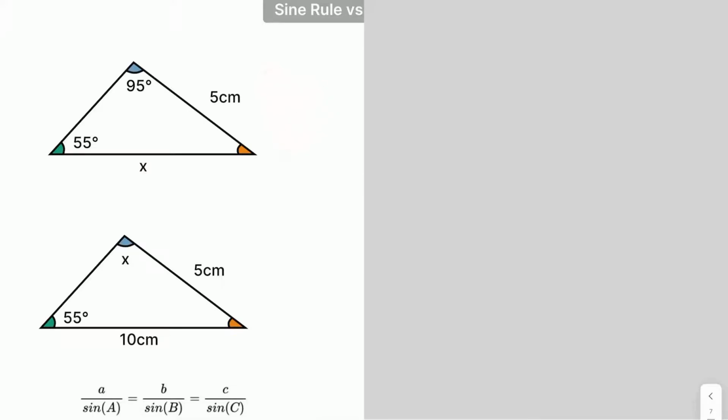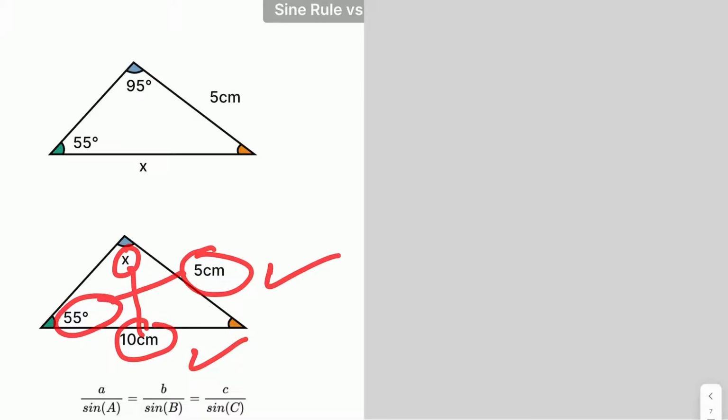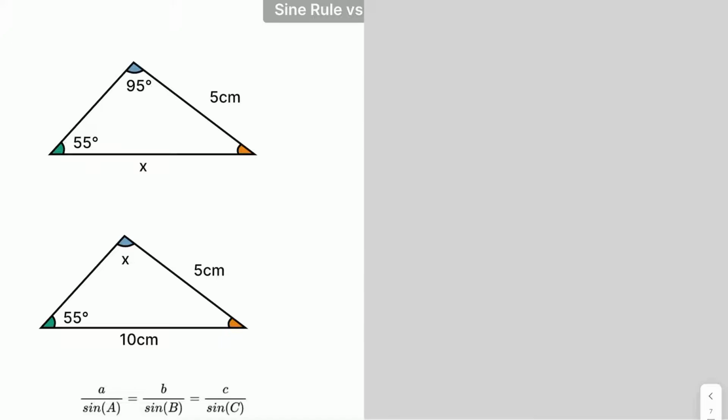Now, if you go to the example at the bottom here, we're looking for an angle. Again, it's about opposites when using the sine rule. Does it have a side opposite? Yes, it does. Does it have another pair of a side and an angle? Yes, it does. So since we have two pairs of opposites, we can use the sine rule.